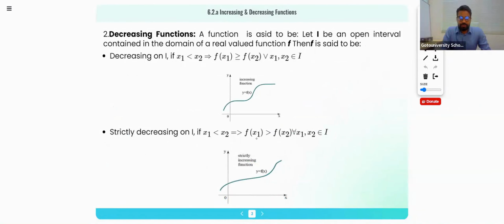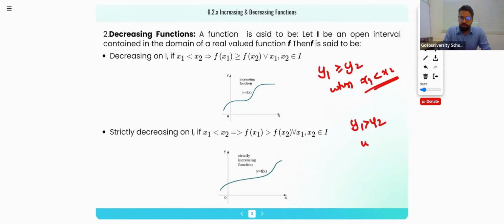Similarly, for a decreasing function, in an interval, function f is said to be decreasing if the opposite condition happens. That is, if y1 is greater than or equal to y2 when x1 is less than x2, then it is a decreasing function. Sometimes it is a strictly decreasing function, in a case where it is not less than or equal, but just greater than. So y1 is greater than y2 when x1 is less than x2.